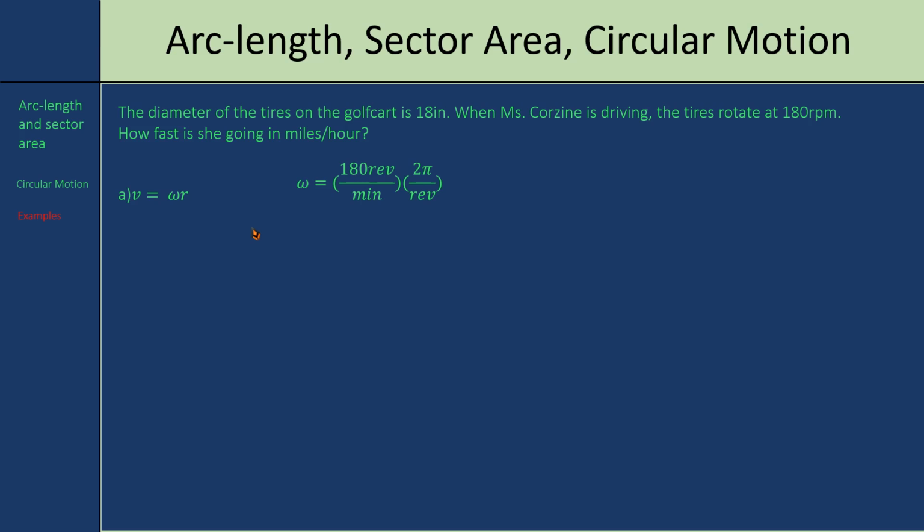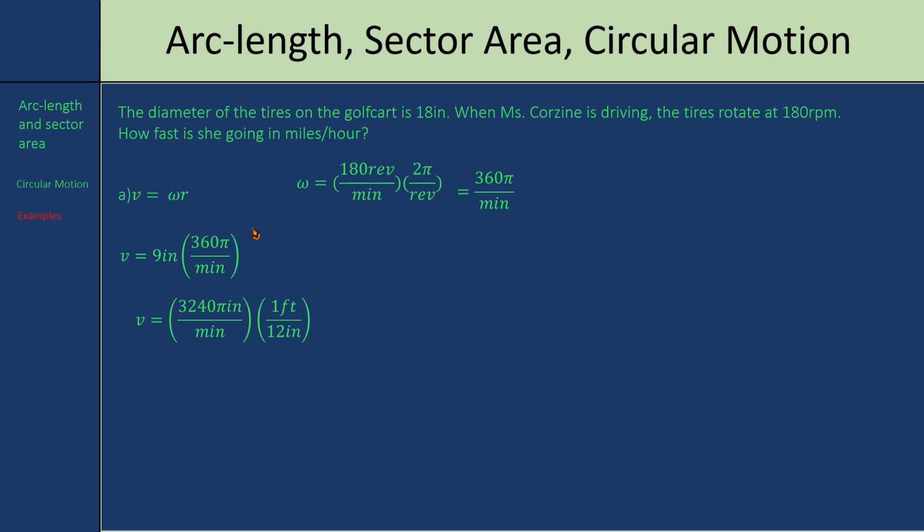So omega, the angular speed, is 180 revolutions per minute times 2 pi. So you convert that to get omega, and you get 360 pi per minute. And I take that and multiply by 9 inches because that's the radius. Then I get 3,240 pi inches per minute.